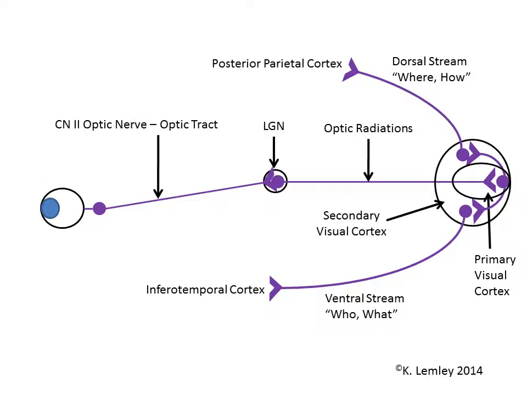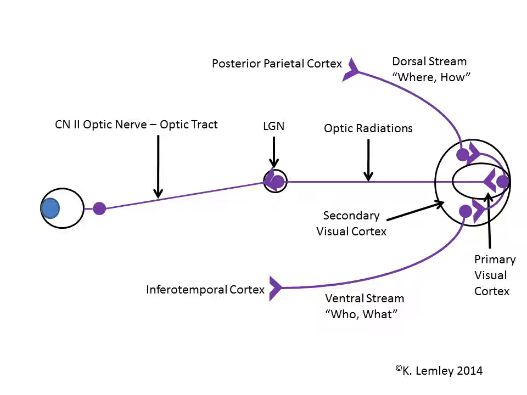And here is my image showing the 2 visual streams. We have the eye off to the left there. Information is coming in, going into the optic nerve, would go through the optic chiasm, into the optic tract, to the LGN, the lateral geniculate nucleus of the thalamus, where it synapses on the second-order neuron. Second-order neurons travel in the optic radiations, superior and inferior optic radiations, to get back to the primary visual cortex in the occipital lobe.